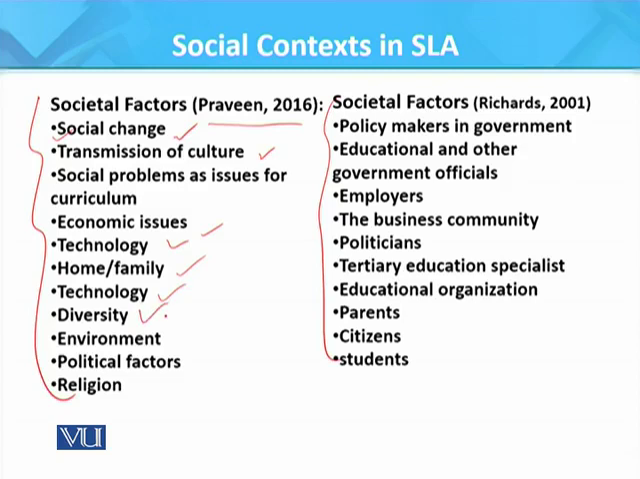Diversity is the different social classes that learners come from. They also affect the learning process. Again, political factors can be the role of politics in terms of how the political groups become a pressure group or influence the academics or the policies in the academia.